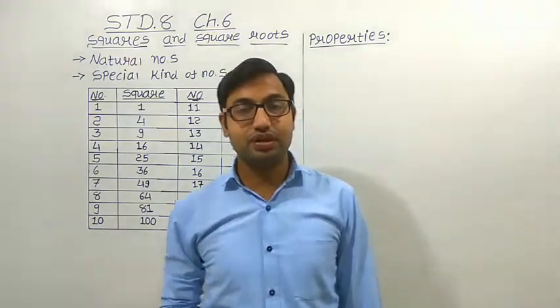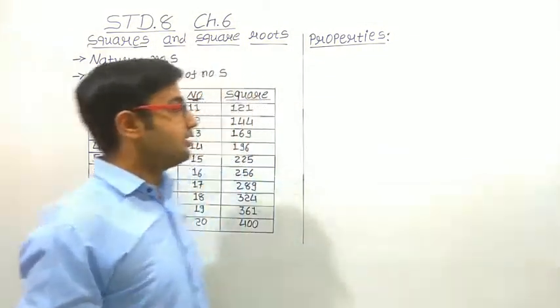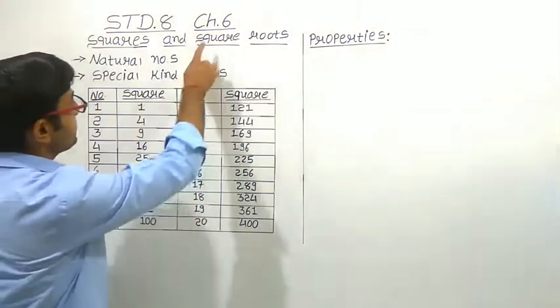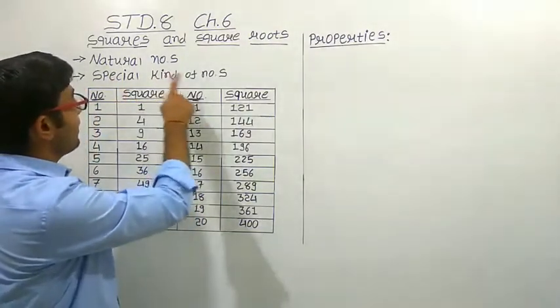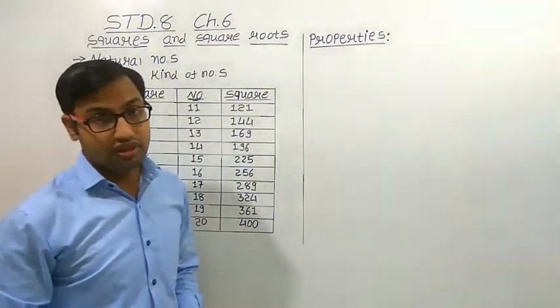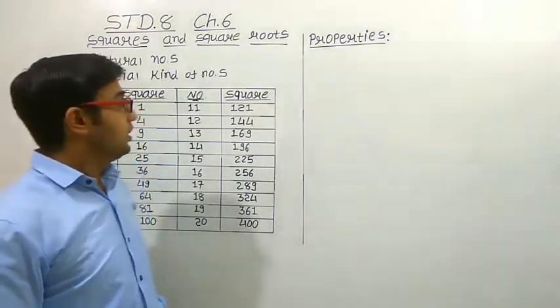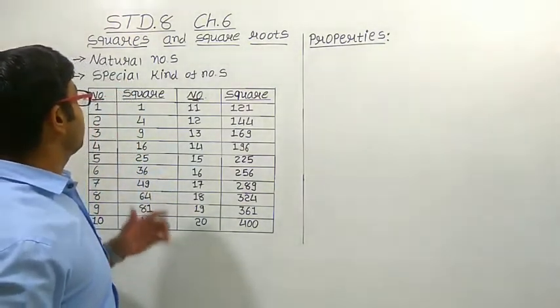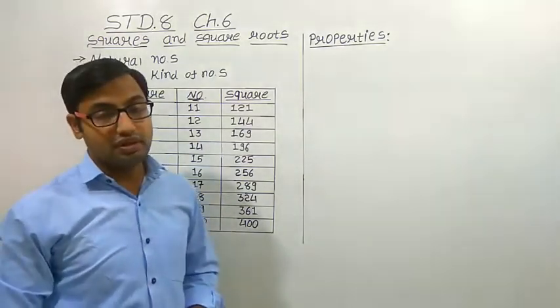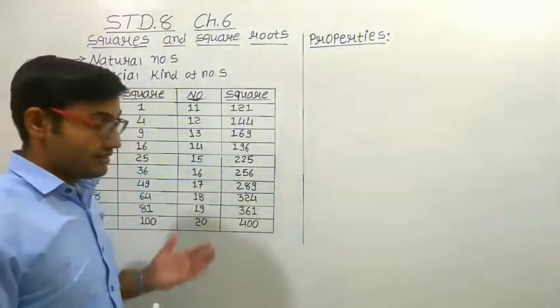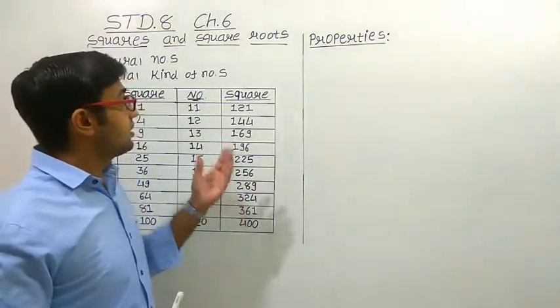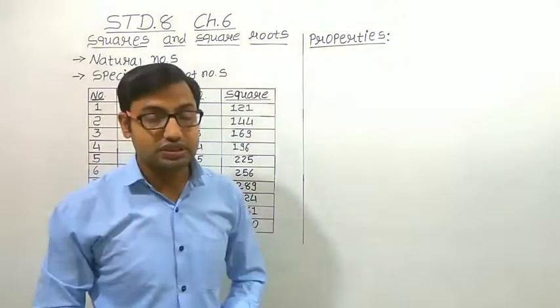Hello students, today we will start the new chapter, that is chapter number 6, squares and square roots. Right? This is the chapter of standard 8. So now what is the meaning of squares? First of all we will study about the squares. Then after we will study about the square roots.